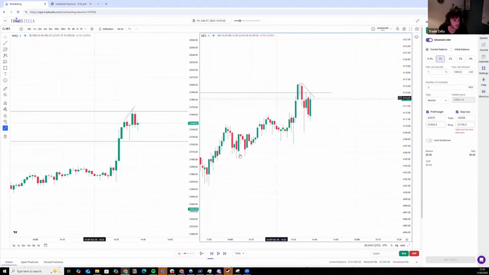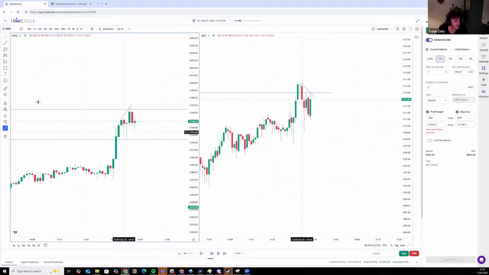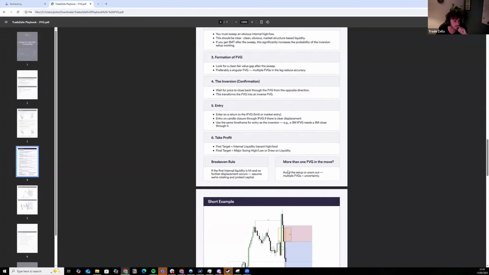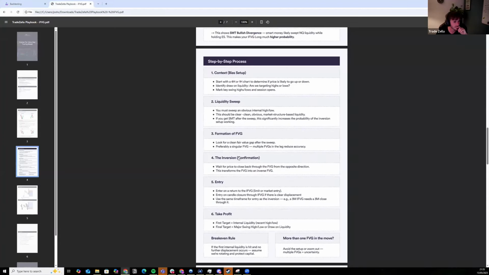So this is an SMT. So now we need an inverse. Where's our inverse? There is this one here, but it's not very clear. It's not very good. I wouldn't take it. So we'd need to see this one go here. But this is an A plus, right? If you look in the PDF, I've added this in here for you guys.